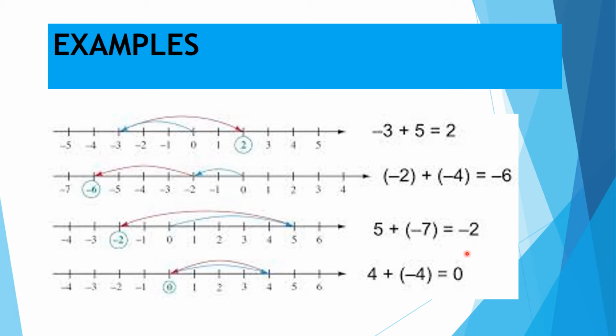The last one is 4 plus minus 4. First you move to 4 from 0, that is right side you move. Now you have to move 4 steps to the left side because it is minus 4. So if you move 4 steps to the left side, 1, 2, 3, 4. So where do we reach? We reach 0. So 4 plus minus 4 is 0.